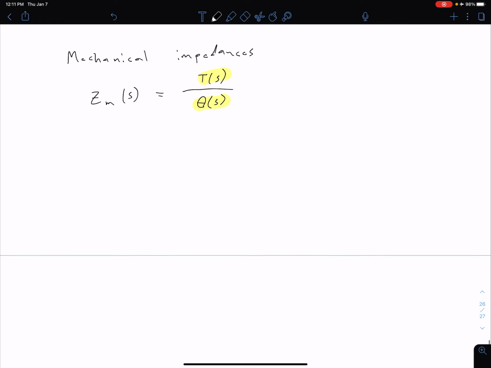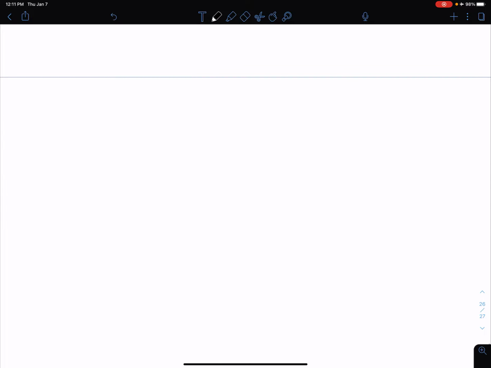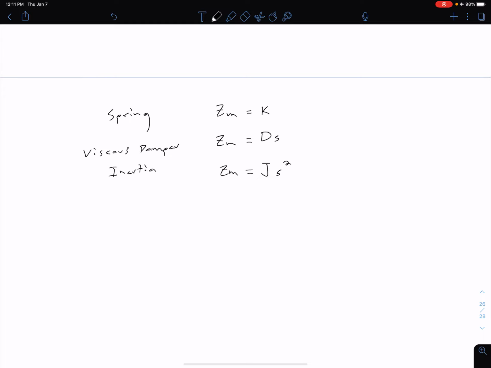Okay, so then our three impedances for our three common passive components that we're going to be dealing with, we have our spring, we have our viscous damper, and our inertia. So for our spring, the mechanical impedance for rotational systems is K. For our viscous damper, it's equal to D times s. And for our inertia, we have that our mechanical impedance is equal to J times s squared.